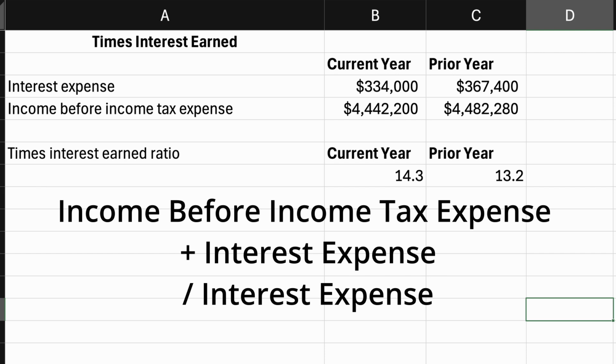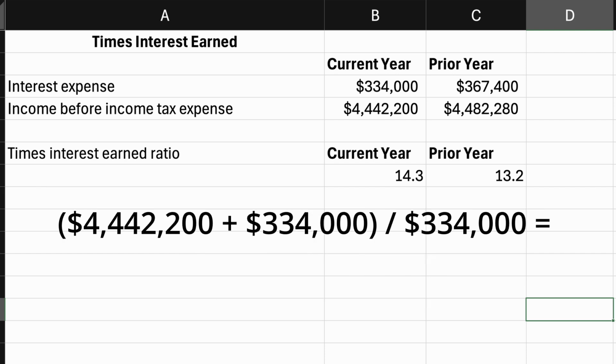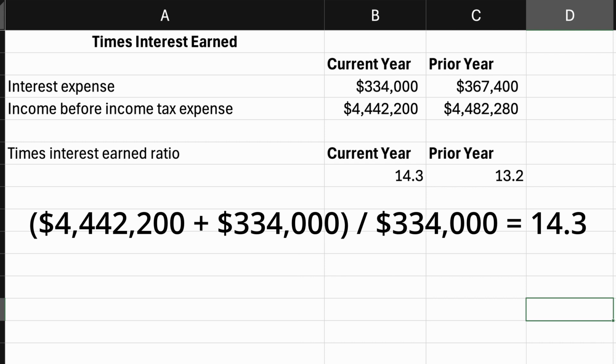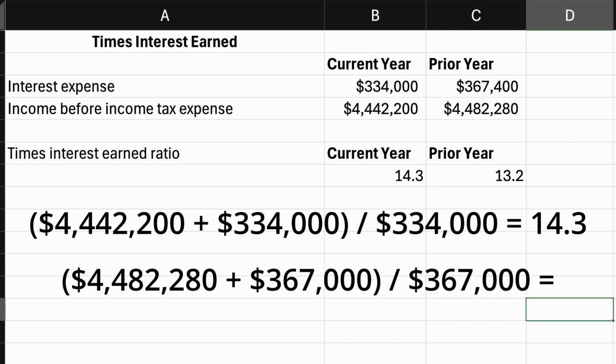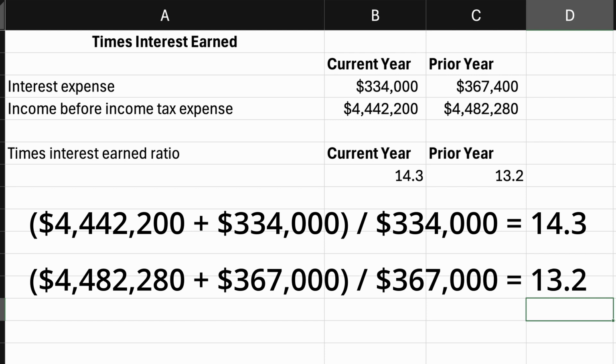So, for the current year, you would do $4,442,200 plus $334,000 divided by $334,000, which gives you 14.3 for the times interest earned ratio for the current year. For the prior year, you would do $4,482,280 plus $367,400 divided by $367,400, which comes out to 13.2 for the times interest earned ratio for the prior year.